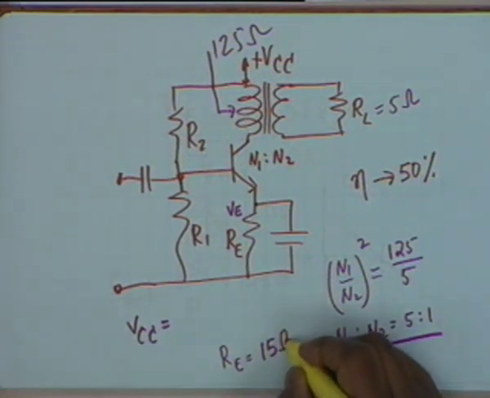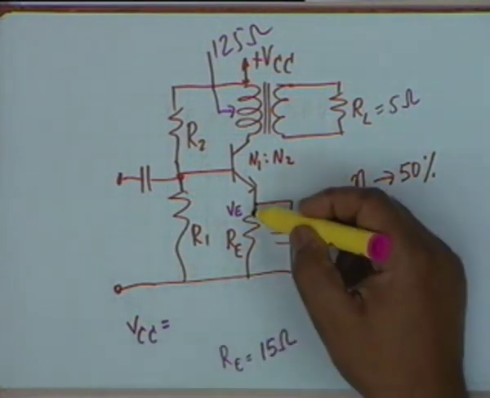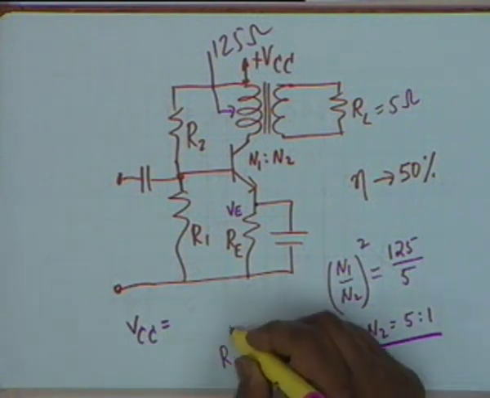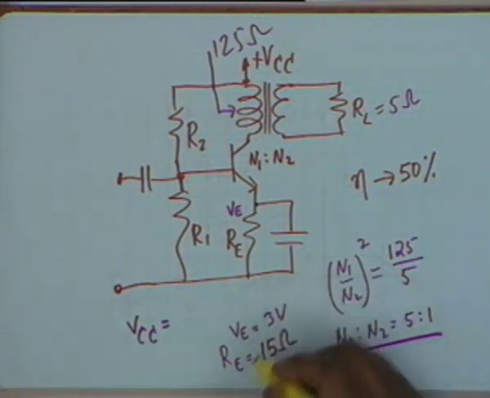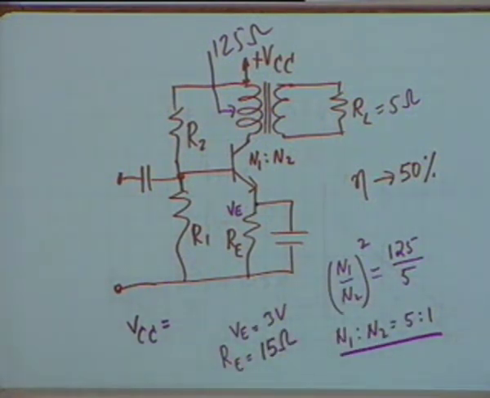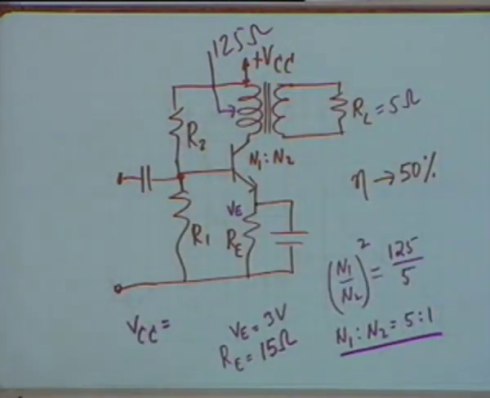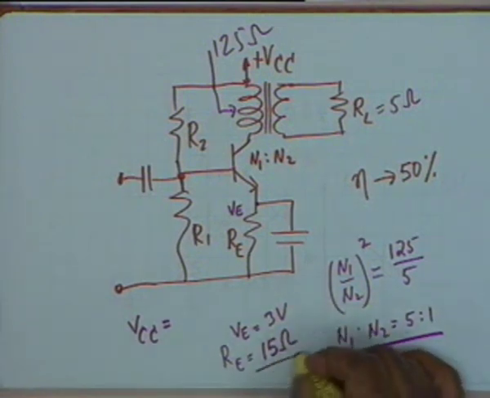15 ohms, 0.2 ampere flows, and we have assumed a VE equal to 3 volt, and therefore RE is equal to 15 ohms. All right, do not be scared about the low value of the resistance. This is inevitable when your AC load is of the order of 125 ohms, a low resistance load. All resistances in this circuit are going to be low. All right, so RE is 15 ohms.